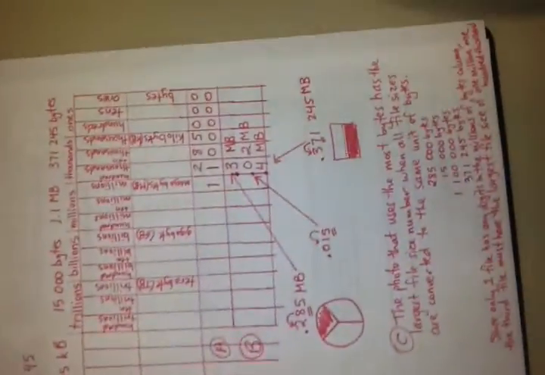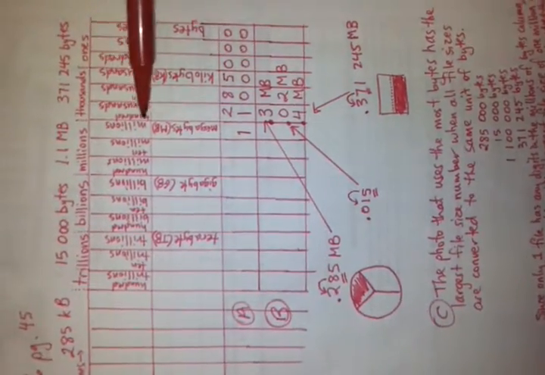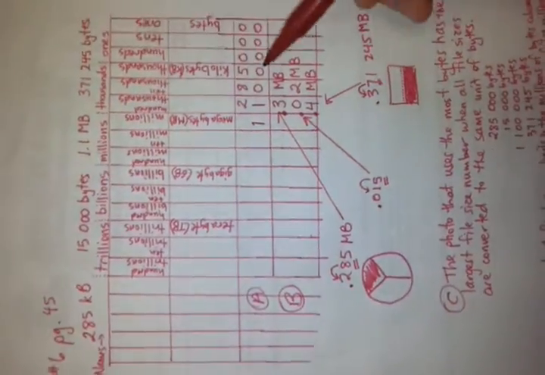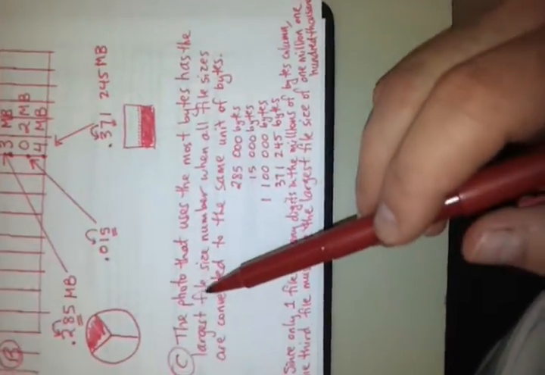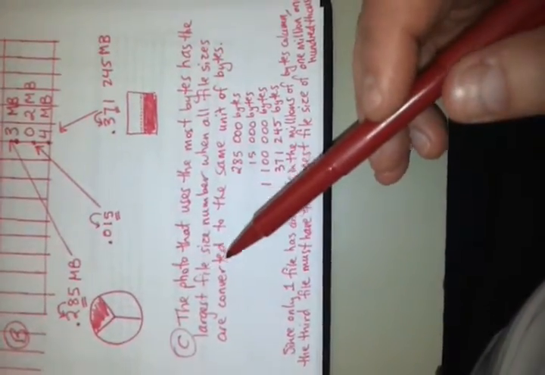And finally, to finish off question 6, part C says which photo uses the most bytes. So to compare the photo file sizes, we can use our place value chart. Now the first photo we've already written down. The file size in bytes is, well, that's the important thing. If I was to write a think aloud, I need to explain how I'm going to compare my numbers.